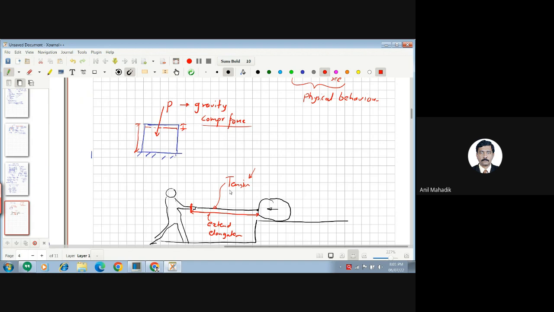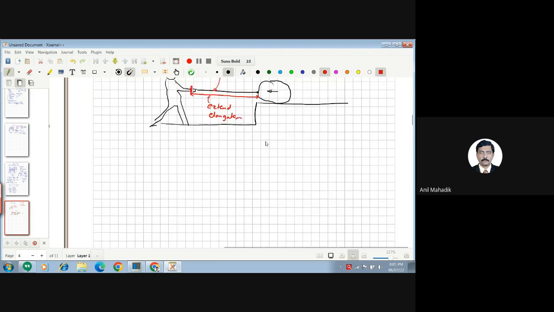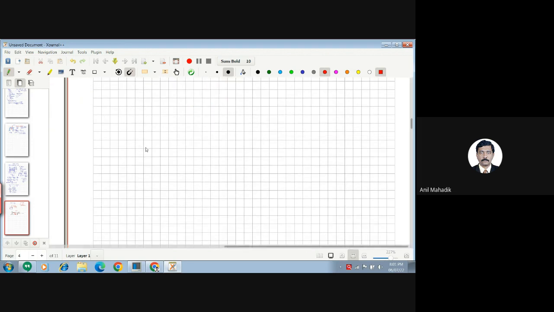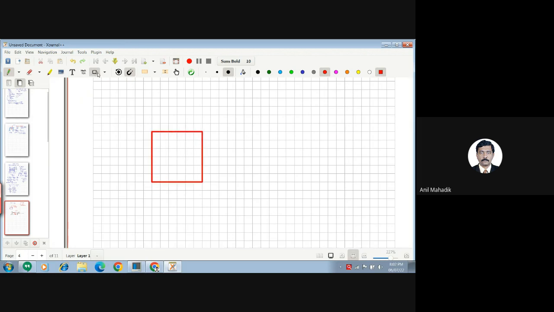Now let's see one more thing here. Let's go much more into the mathematical part now. If I ask you, let's say, this is an object placed on the table and this is a plan of the object. Let's say this is a plan and this block is kept on the table. Let me draw the table also. I think, let's say this is a table.